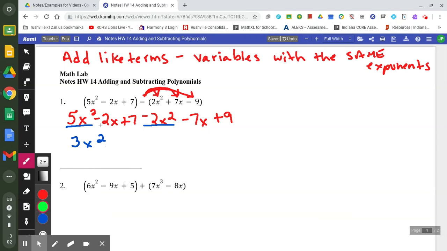Then I have -2x and -7x. So that's -9x. And then +7 plus 9 is +16. And so this is my answer.